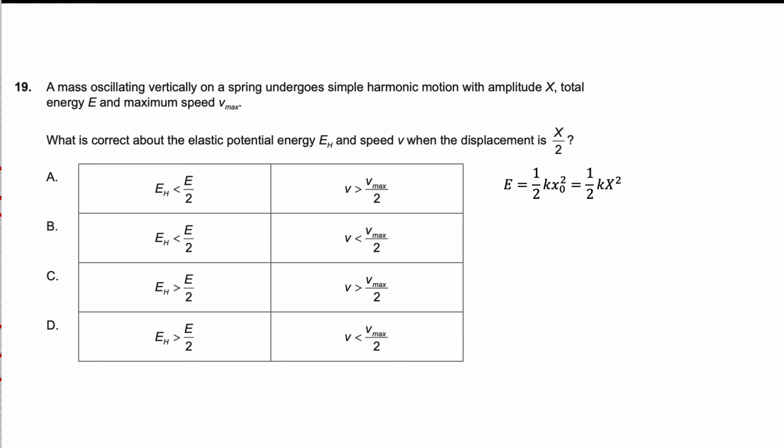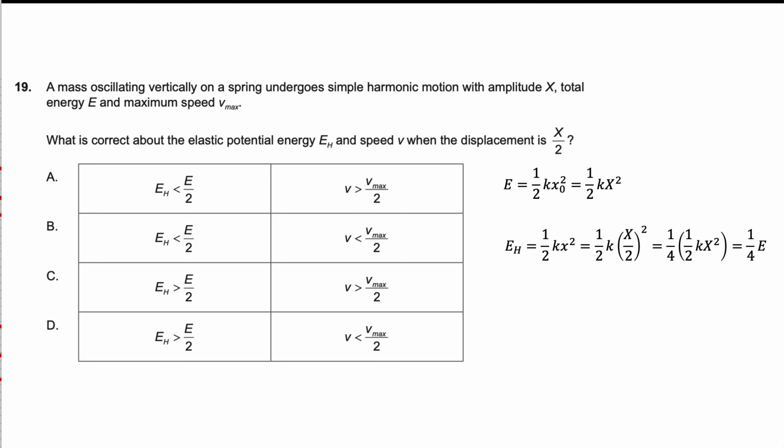Let's firstly remind ourselves that when we have the total energy inside a spring, that is going to be equal to half k x0 squared. And in this case, x0 is equal to capital X, so half kX squared. The total energy is half kX squared.